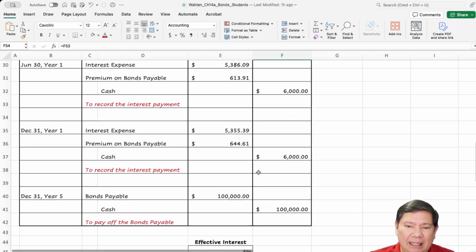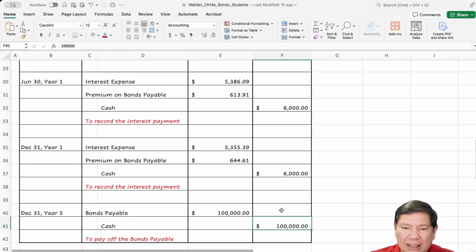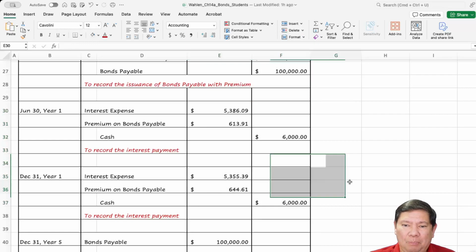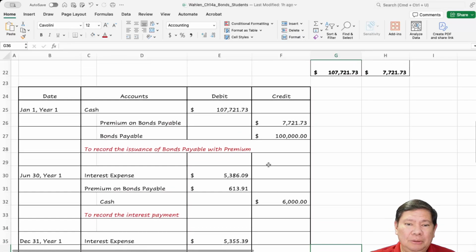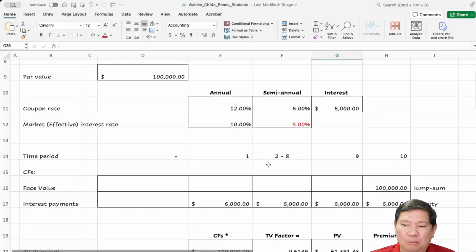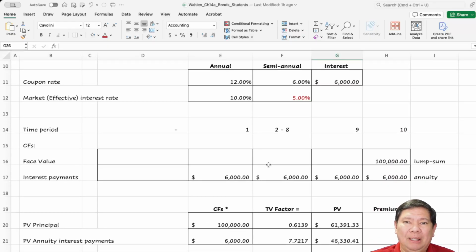At maturity, the bonds payable goes back down to 100,000. We pay cash 100,000. But you see that these two journal entries use a different set of numbers. That's how we prepare the journal entry and the amortization table for premium, and how to calculate the price for bonds with premium. Thank you for watching.